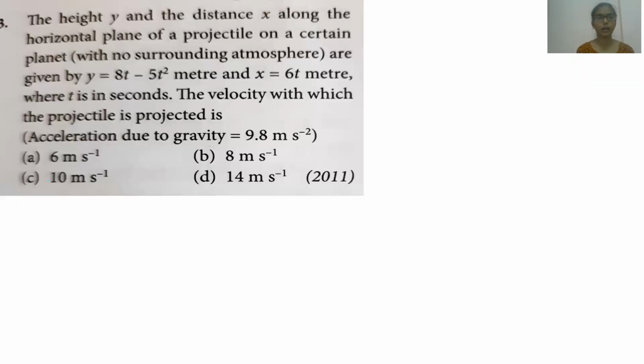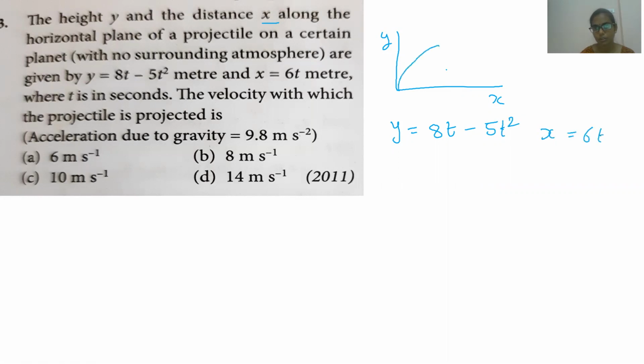Okay. See children, the third problem is like this. Given the height y and the distance x along the horizontal plane. The horizontal plane means it will connect two axes, the x-axis and the y-axis, right? The motion of a projectile on a certain planet with no atmosphere, that means no air resistance, is given along the y-axis as 8t minus 5t squared, and along the x-axis it will cover a distance of 6t.